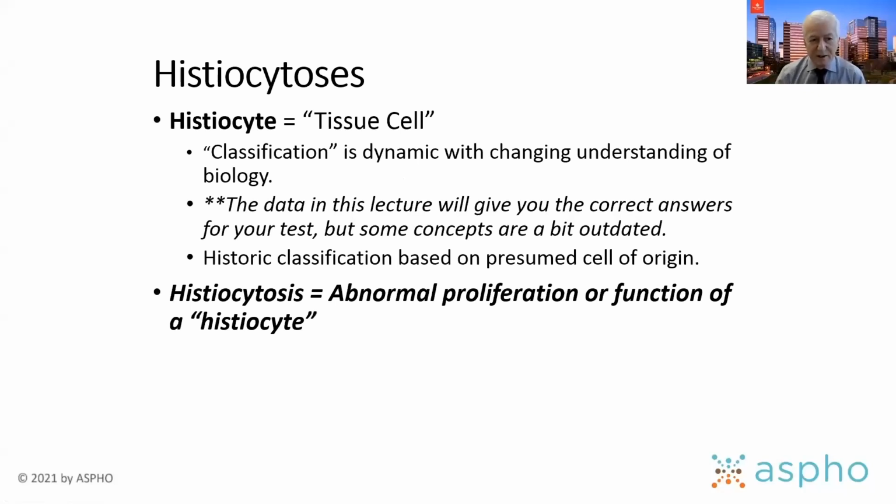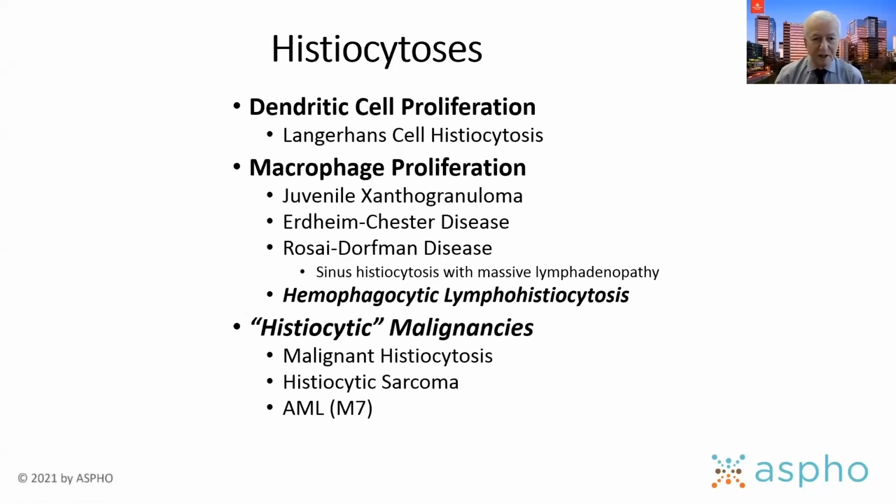The histiocyte is a really archaic term, just meaning tissue cell, and the histiocytoses are obviously abnormal proliferation or function of these cells. I'm going to cover what I would consider the classic background of these diseases. As time has moved on, research has shown that many of these concepts are outdated, but I will stick to the outline as you know it.